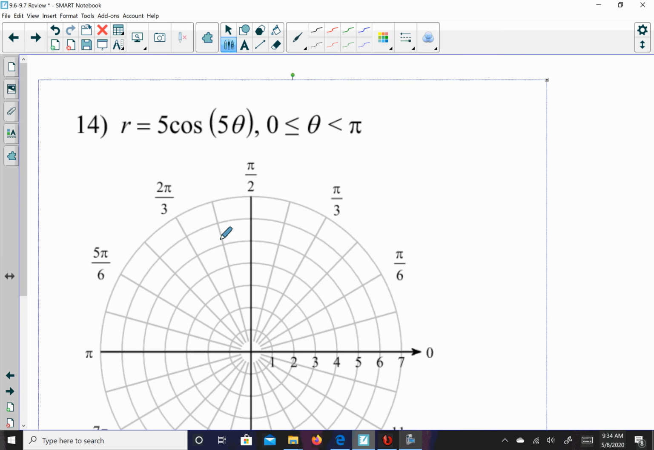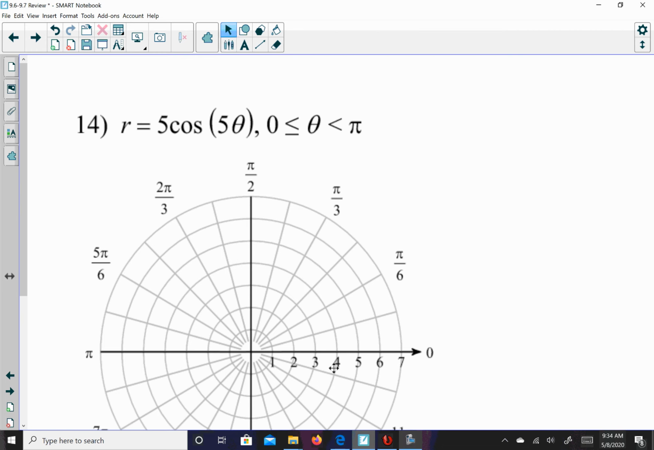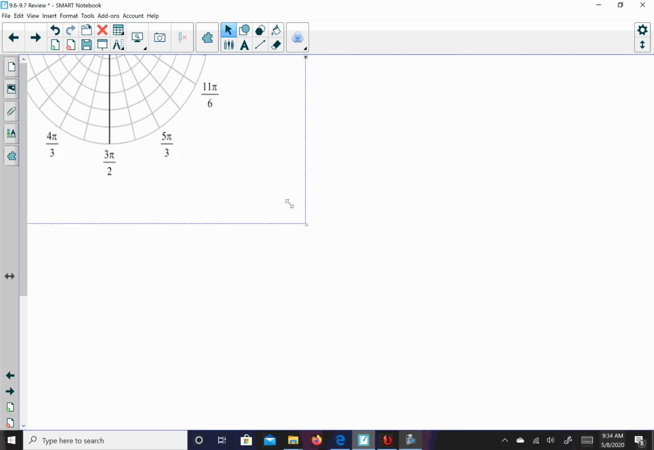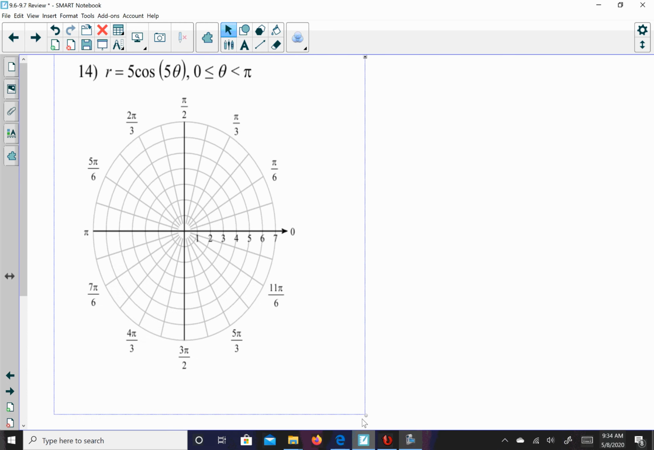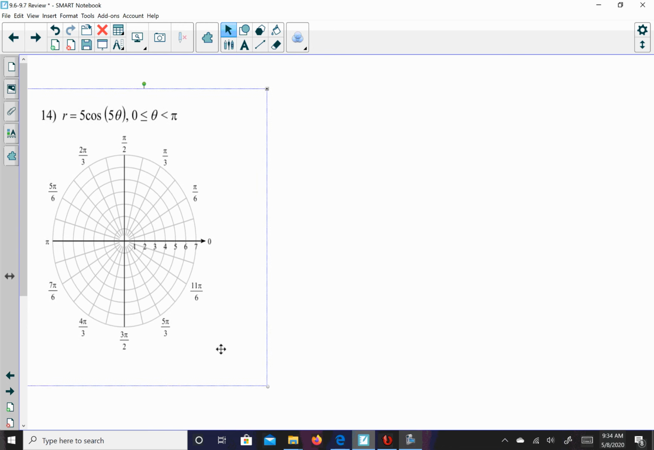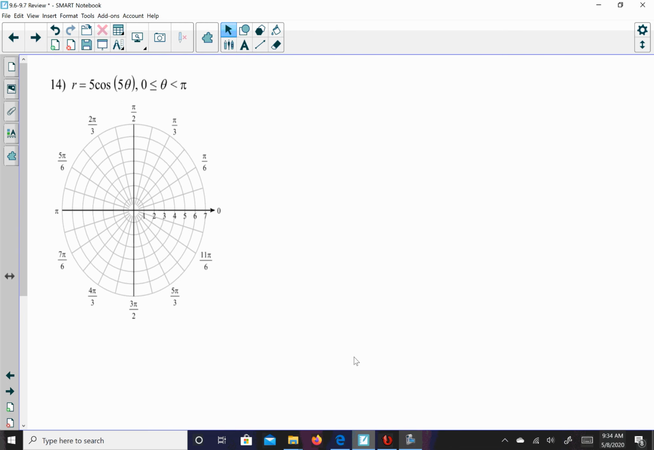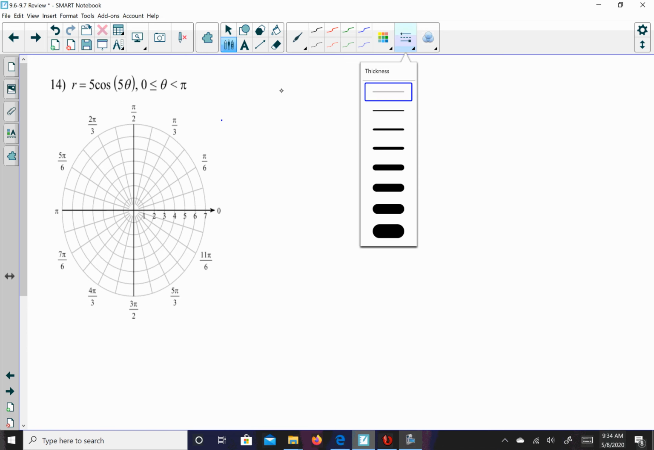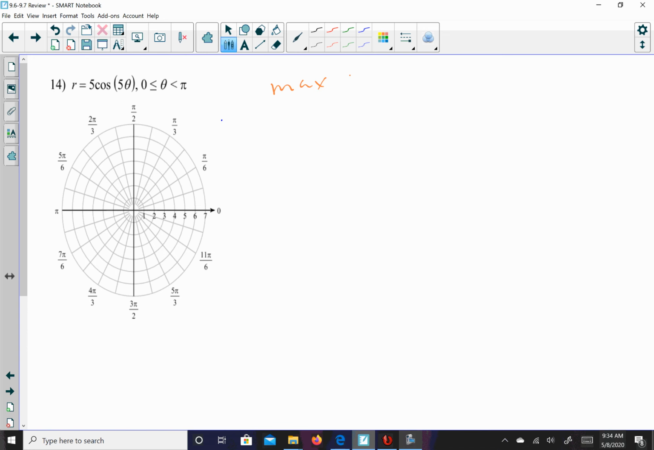So the next one, oh, that's really big. I have 5 cosine 5 theta. So it's basically going to be the same work as the last one, except for my min and my max and my zeros are going to be at different places because it's a cosine function instead of a sine function. Remember, the cosine matches from top to bottom. So first of all, I know my max is going to be 5, because that's the number, and that's because of this 5 here.